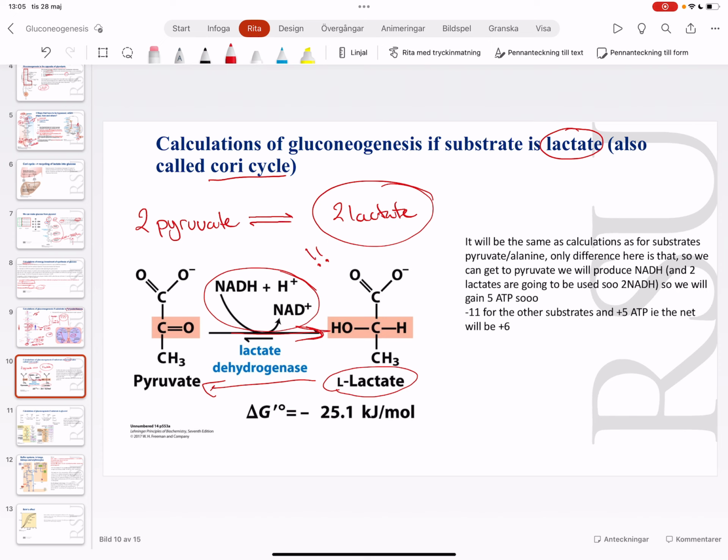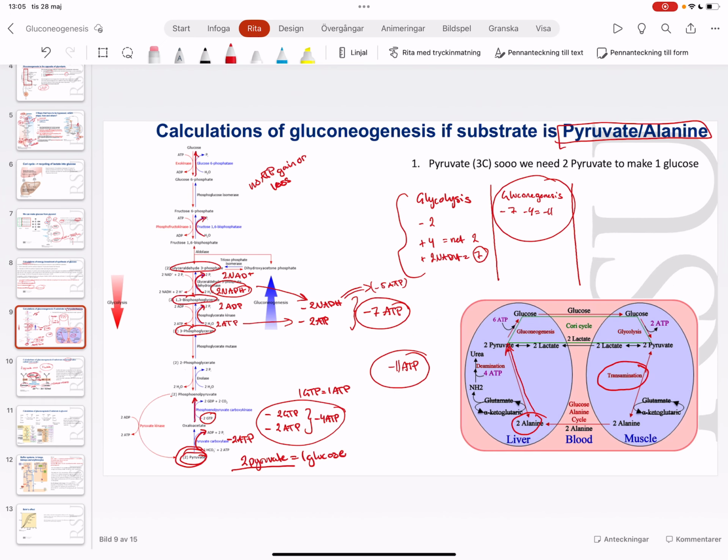So from lactate to pyruvate, you will actually gain NADH, because when we go from pyruvate to lactate, we gain an NAD+, and when we go from lactate to pyruvate, we will gain NADH. And if we do this 2 times, because we need 2 lactate molecules, then we will produce 2 NADHs, which equals 5 ATP. And then once we get to pyruvate, everything will be exactly the same.